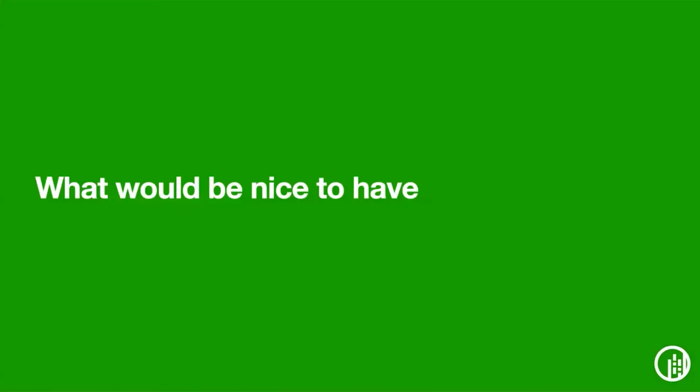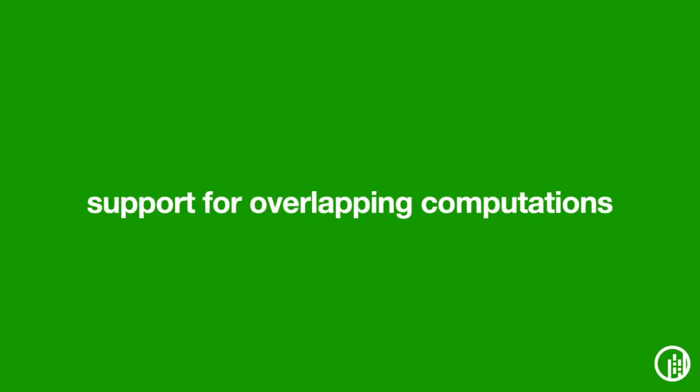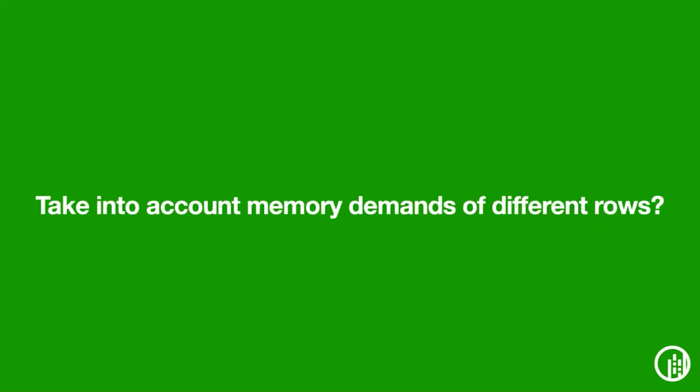So what would be nice to have in dask-geopandas or spatial pandas or any other vector-based Dask implementation? Well, we already found out that we need efficient spatial indexing. I think that that's something almost every vector-based analysis will heavily benefit from. We need support for overlapping computation if we want to avoid expensive cross-worker communication. And maybe we want to take into account the memory demands of different rows.